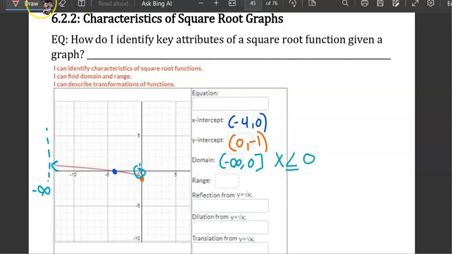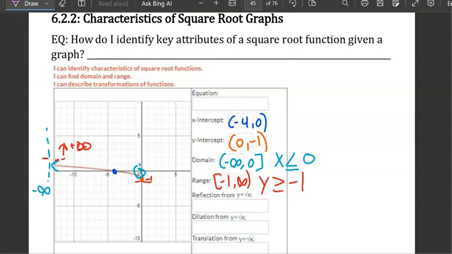The range is down, up, y. The lowest y appears to be -1, the highest just keeps going. So the range is from -1 to infinity, also known as y is greater than or equal to -1.